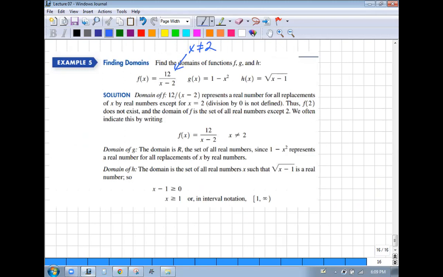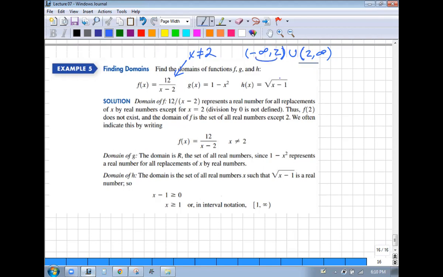Or if you use interval notation, you would say anything from negative infinity to 2 unioned with anything from 2 to infinity. All right, these are two different intervals. Notice I used the round brackets. So I'm saying don't include the number 2. That's what this is all about. Everything up to 2, not including 2.